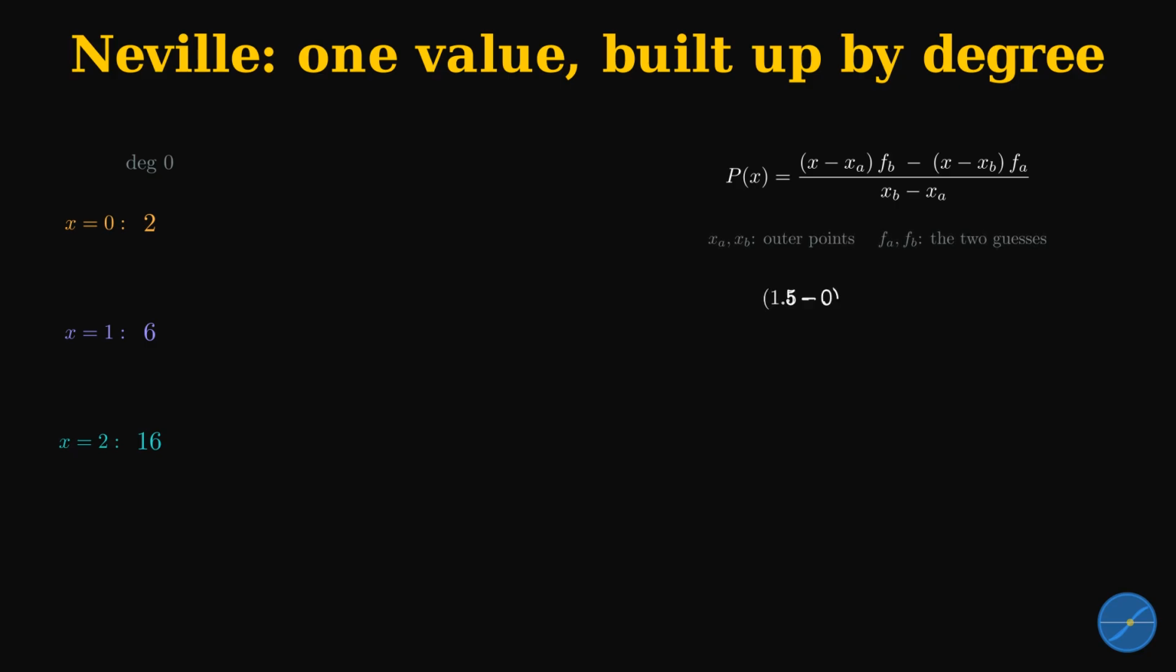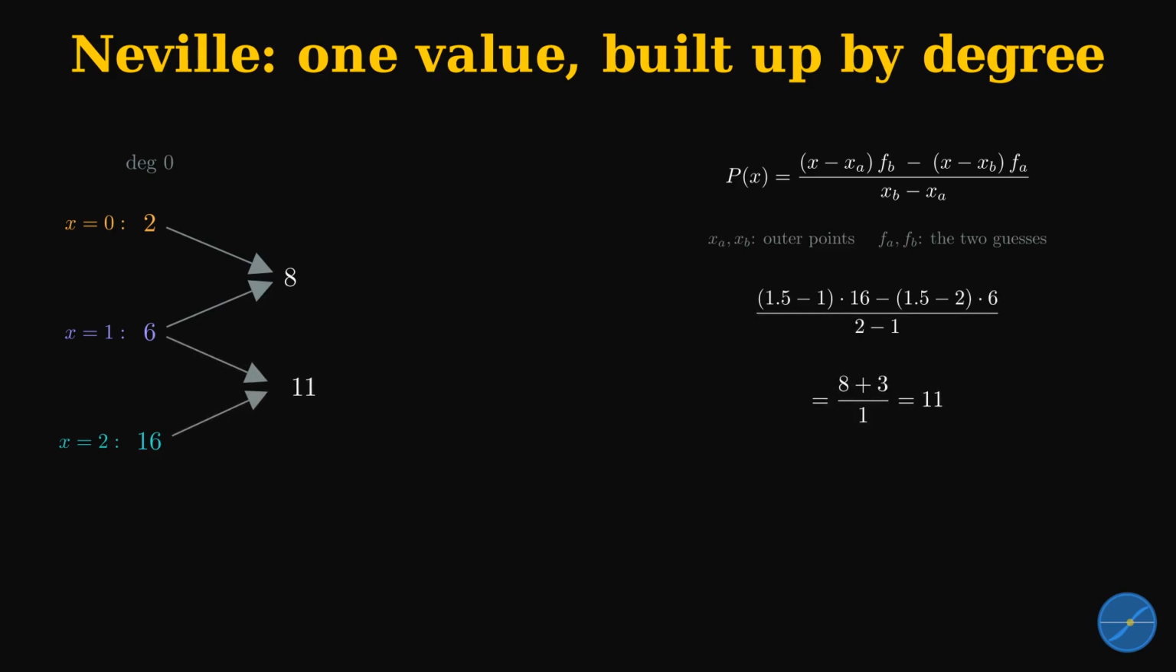Take the first two. Left point 0, right point 1. The guesses are 2 and 6. 2 plus 4 over 1 is 8. That is just the line through the first 2 points. Now the last two. Left point 1, right point 2. Guesses 6 and 16. 6 plus 5 over 1, 11. Two linear guesses now, degree 1.